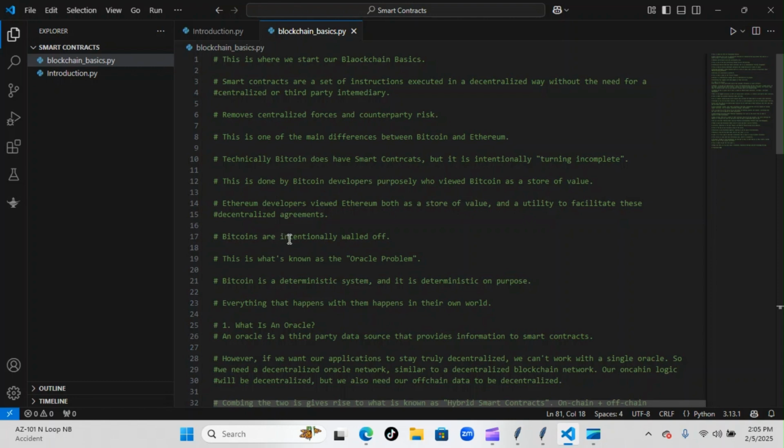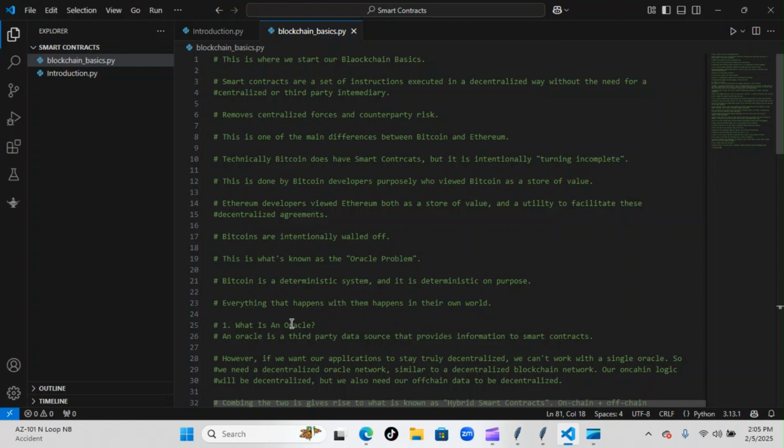Now, Bitcoin is intentionally walled off. This is what's known as the oracle problem. Bitcoin is a deterministic system, and it is a deterministic system on purpose. Everything that happens inside the Bitcoin ecosystem stays inside the ecosystem. That's why it's called walled off, so it doesn't really get any influence from the outside world.